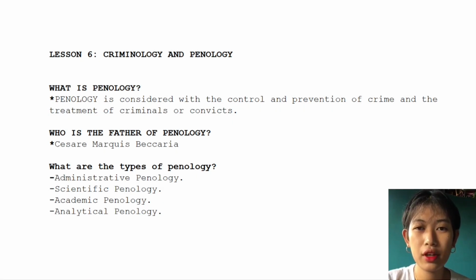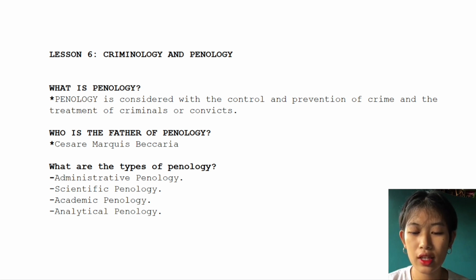Lesson 6, Criminology and Penology. What is penology? Punishment for criminals. The study of the punishment of crime and prison management. The study of penology therefore deals with the treatment of prisoners and the subsequent rehabilitation of convicted criminals.